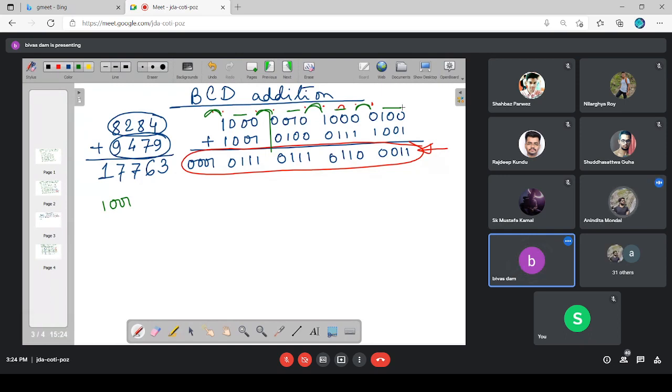Sir, please repeat once more. Yeah. I'll start from the very beginning once again. Obtain the BCD of both the operands, add them using the binary addition scheme or the binary addition rule.